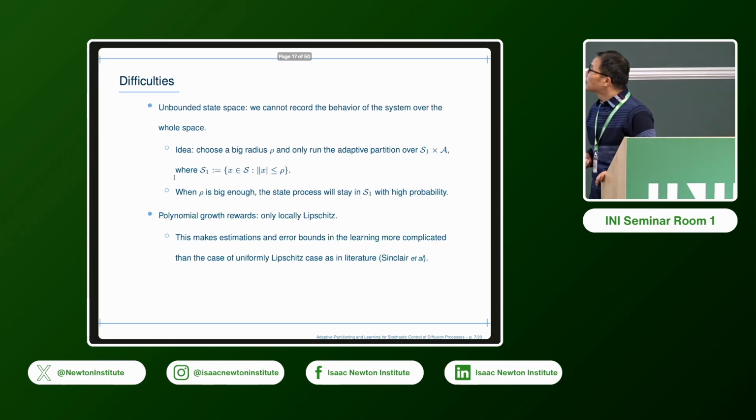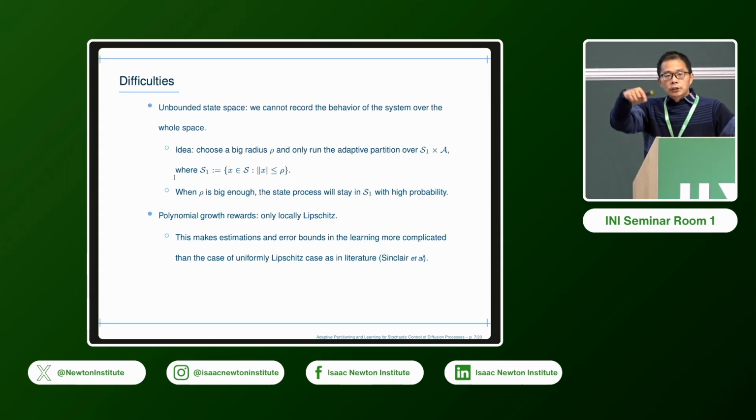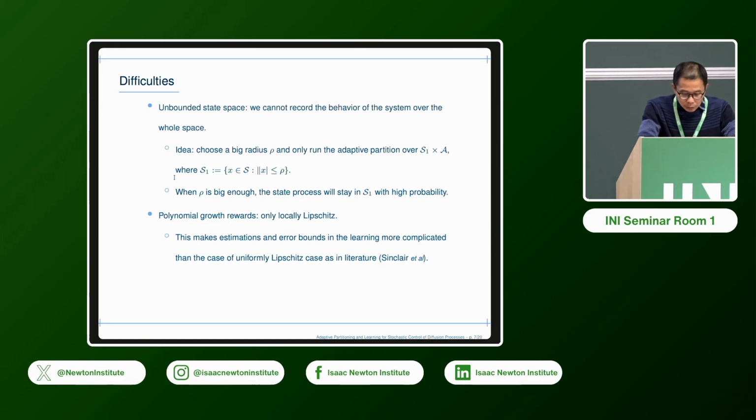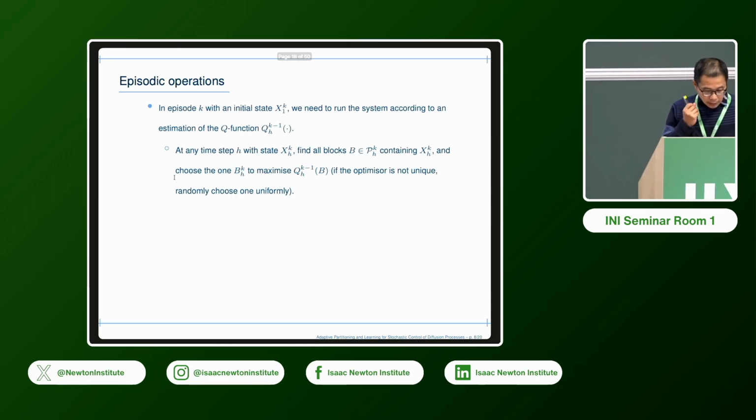Now another difficulty is the polynomial growth of the rewards. This polynomial growth only gives us a locally Lipschitz property, and this will make our estimation and error bounds of Q functions much more complicated than the case with uniform Lipschitz conditions. We will see it later in the detailed calculation.